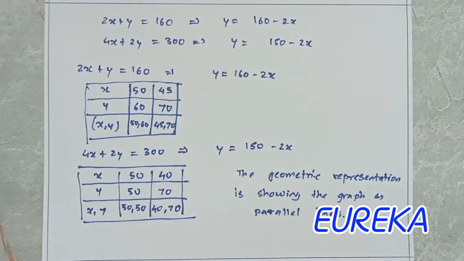Hope the type of question is very clear. This was the last question of the graphical type. In the next part we are going to deal with the algebraic solutions, that is the substitution method and elimination method, of finding the solutions for a pair of linear equations.